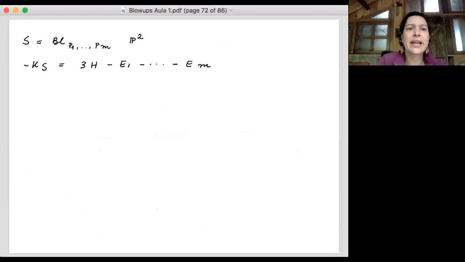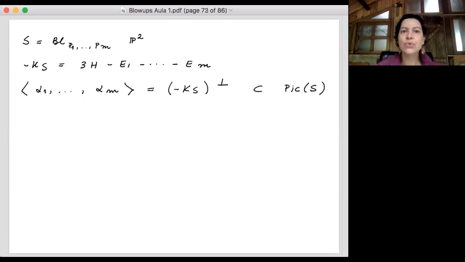So again, let me take the surface S, the blow up of P2 at these M points. And again, I recall what the anti-canonical class is. And now I will construct a group as follows. Let us consider the orthogonal complement of the anti-canonical class. This is the subgroup of the Picard group consisting of classes that intersect the anti-canonical class in 0.